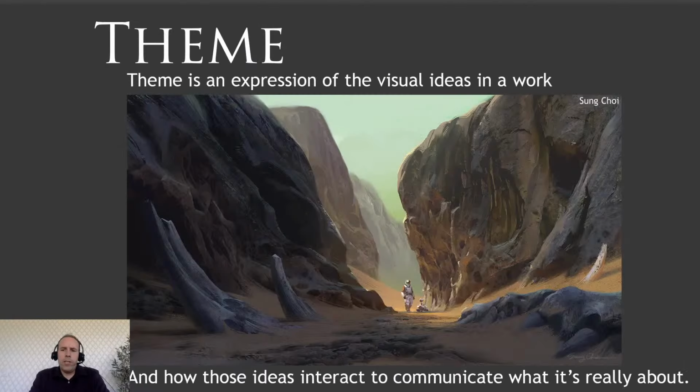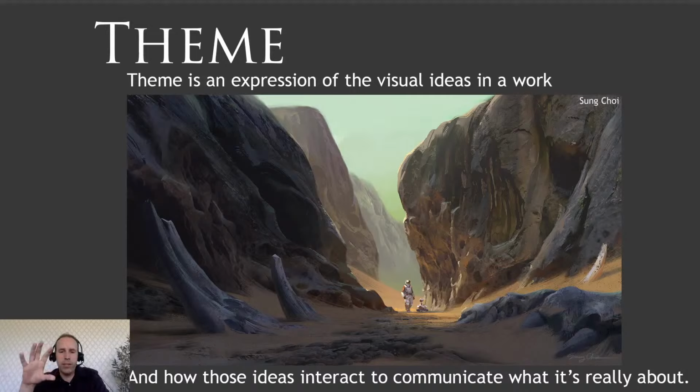I pulled in this example from an artist, and we're going to talk a little bit about it. But let's define theme as I'm going to talk about it today, because there's a lot of different ways you can think about theme. You can have a princess themed wedding or something like that, but that's not really the way that we're talking about it. Theme, the way I'm talking about it, is an expression of the visual ideas in a piece and how those ideas interact to communicate what that piece is really all about.